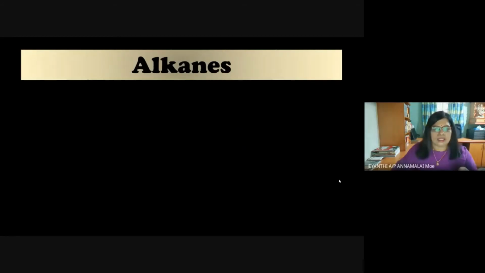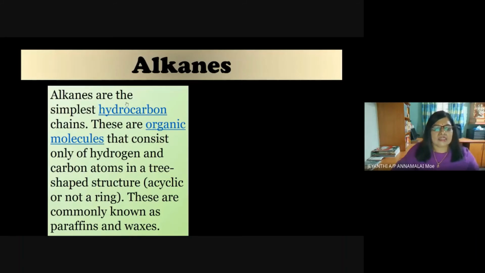Moving on. Example of alkanes. Alkanes are the simplest hydrocarbon chains. These are organic molecules that consist only of hydrogen and carbon atoms in a tree-shaped structure. These are commonly known as paraffin and waxes. Okay, that is not needed. I only want you to know what is alkane. Alkanes are the simplest hydrocarbons and they're organic, because hydrocarbon means it's organic. Consists of hydrogen and carbon. Let's look at examples of alkanes.